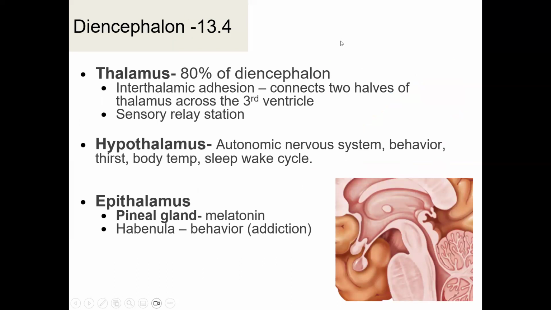So our diencephalon is a deep portion of the brain, so we can't see this when we're looking at the outer portion, when we can only see the cerebrum. The thalamus makes up a large majority of our diencephalon, so 80%. Within the thalamus, we have our sensory relay station. And that's really the big thing to key in on here.